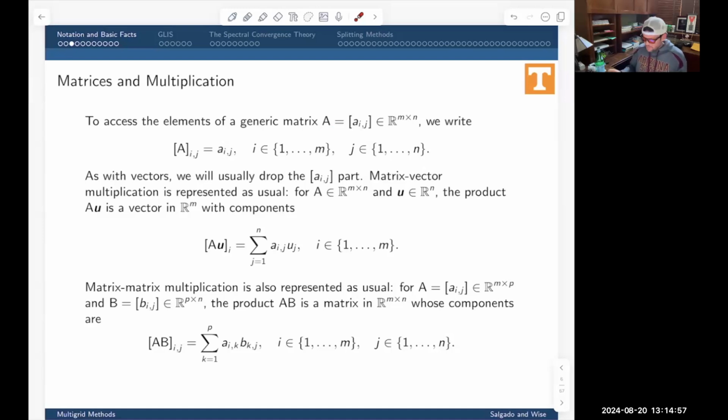Now, if I want to do a matrix vector product, it can be defined very conveniently like this. If I have a u from R^n, an A having m rows and n columns, then Au is going to be a vector in R^m, and its components are precisely given by this formula. Okay, so pretty simple standard stuff.